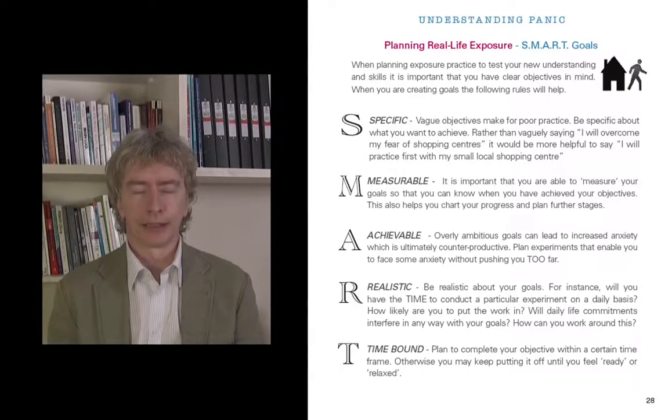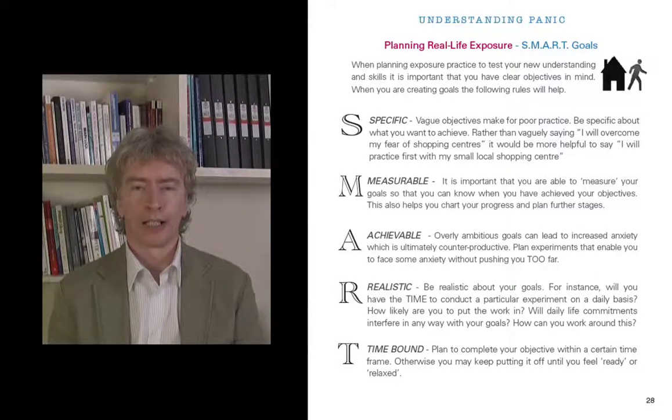R for realistic. Be realistic about your goals. For instance, will you have time to conduct a particular experiment on a daily basis? I get this problem with people all the time. They work out a goal that they're going to achieve, and then they come in the following week and say, I couldn't do that because my schedule was too busy and I had an appointment such and such a day. You've got to work this out in advance, because if you have too many excuses, you'll not do it, and you can prolong that for a long time.